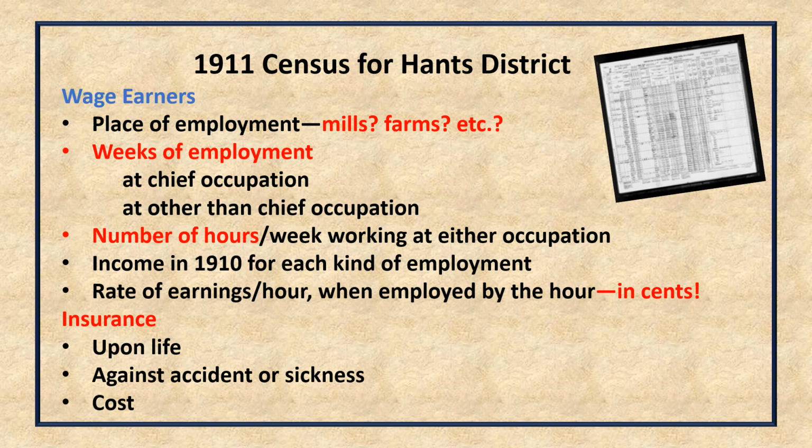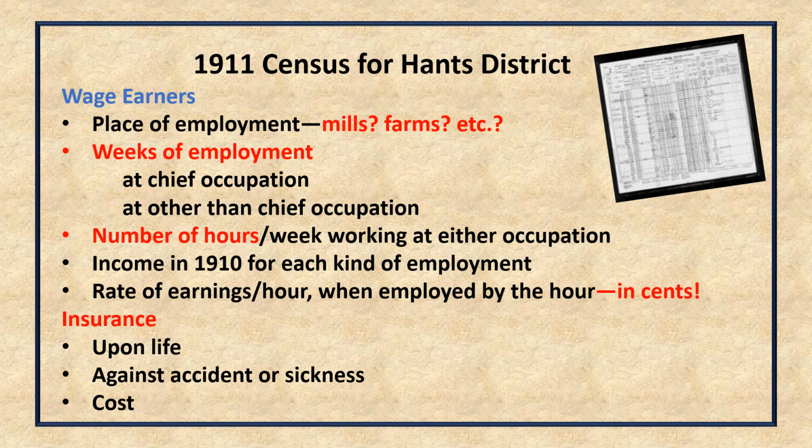Regarding the questions asked, there is no real change to the citizenship and profession categories, but the wage earners section looks for more detail about place of employment. Are respondents working on farms, at mills? What are their total earnings from their chief occupation, as well as any other occupation? At what rate are they paid in cents? Imagine thinking of 1911 cents in terms of 2021 dollars.